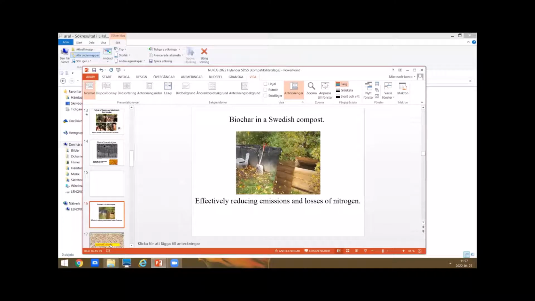And you can add biochar to compost for reducing emissions and losses of nitrogen. The plants need much nitrogen, many nutrients. So this is a good way to reduce nitrogen emissions and keep the nitrogen in circulation in horticulture, in forestry, in agriculture.